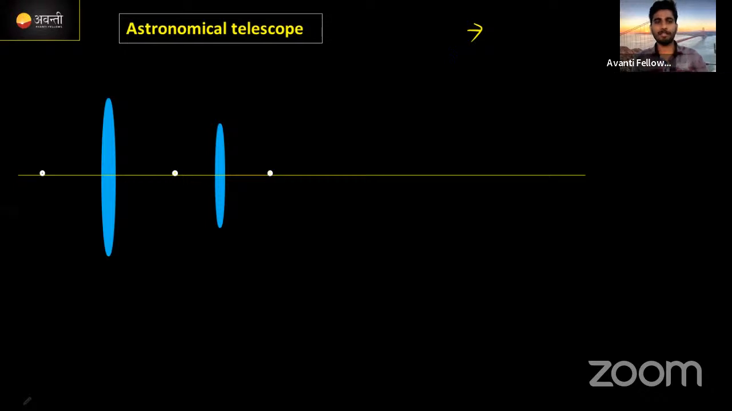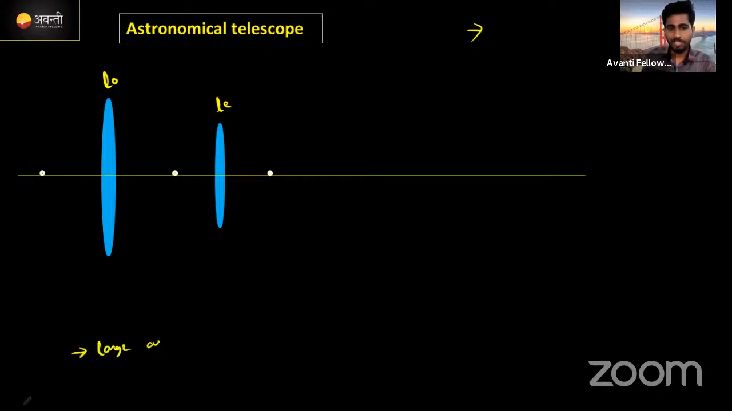Let's see how we visualize. Here we are using two lenses. First one is the object lens, I'm going to call this one LO. Second one is the eye lens, meaning the eyepiece. That is the second one. The first lens should have a larger aperture.